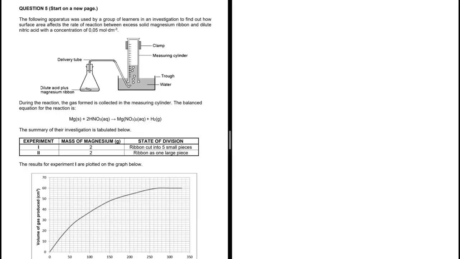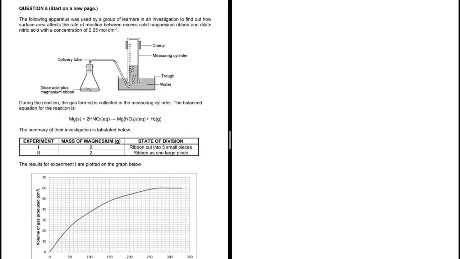The first question, 5.1: besides the mass and the volume of the reactants, give one other variable that must be kept constant during this investigation. Okay, so besides the mass and the volume of the reactants, we also need to keep the temperature constant. So the answer to 5.1 can be temperature.